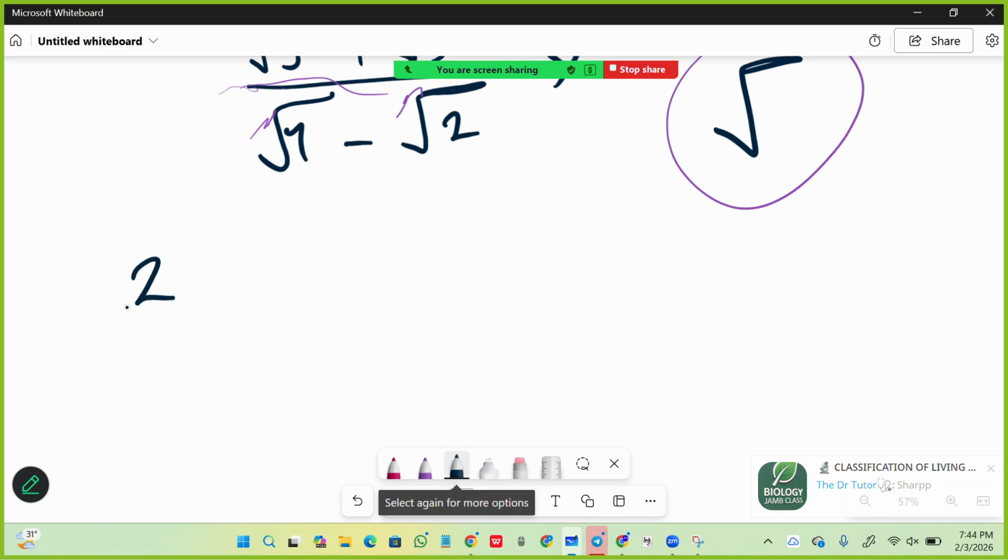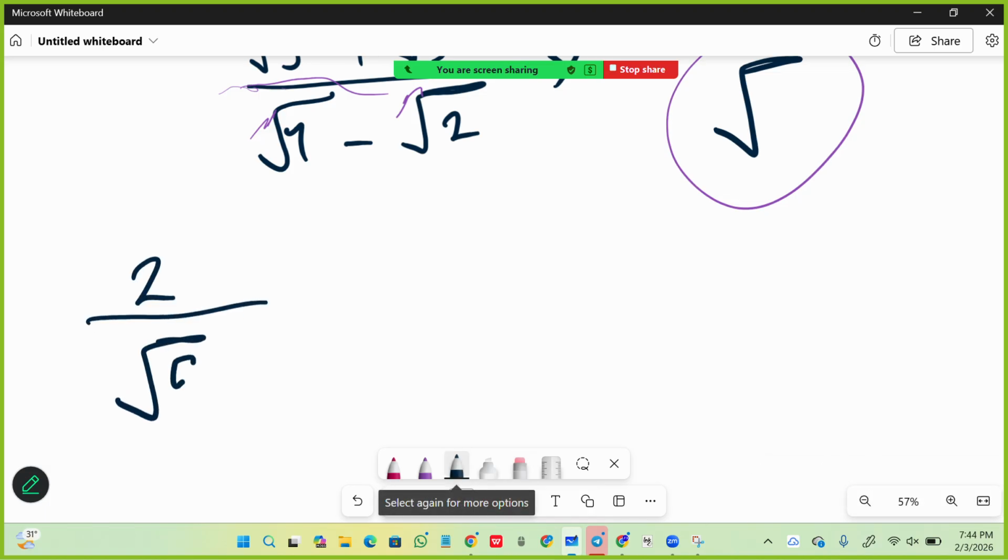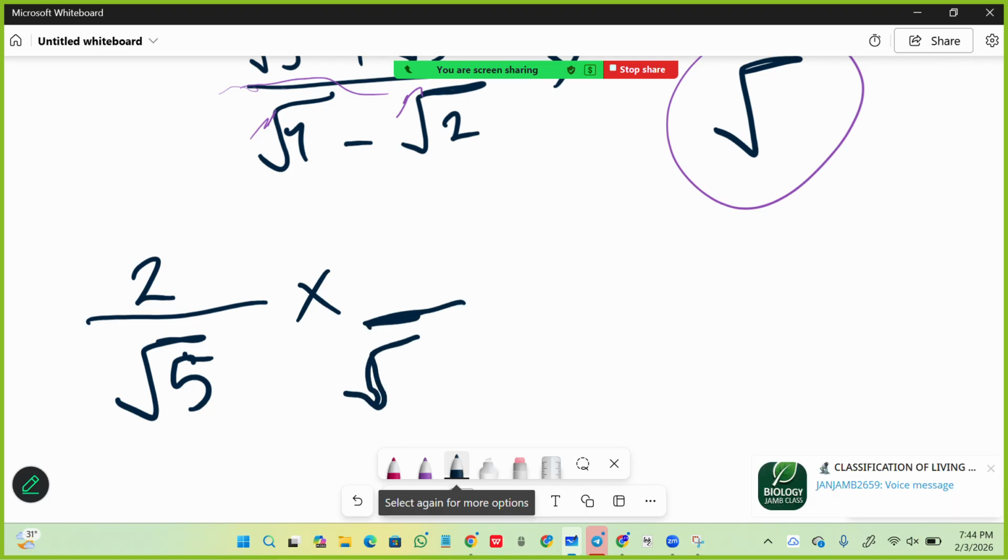They give you 2 over, let's say, √5. There is a surd in the denominator. What you do to remove this surd is multiply this surd by itself. Let me show you. √5. Why are we doing that? Because if we say √5 times √5, it will cancel this surd. That is our goal. Our goal is to cancel this surd. We don't want to be seeing it.